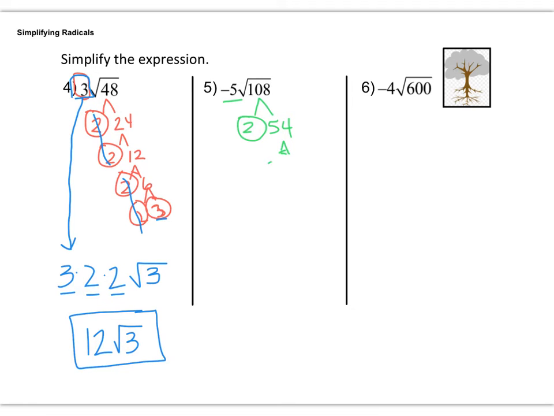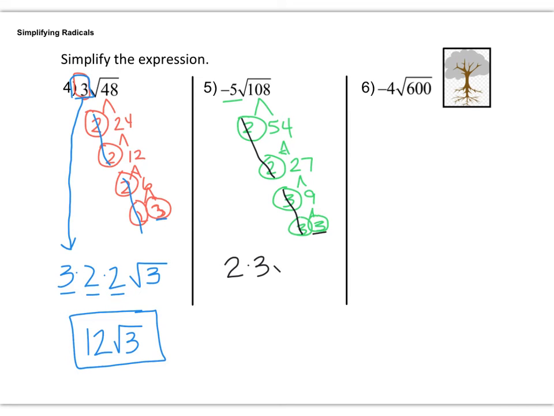54 will break down to 2 and 27. 27 is 3 times 9. And then 9 is 3 times 3. All right, looking for pairs. I see a pair of 2s that comes out. I see a pair of 3s that comes out.